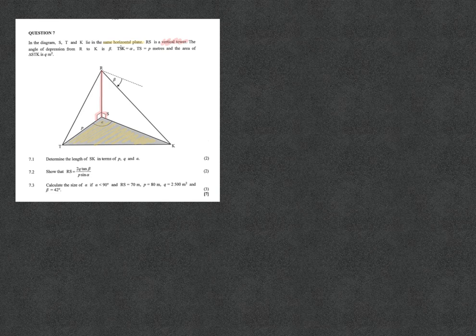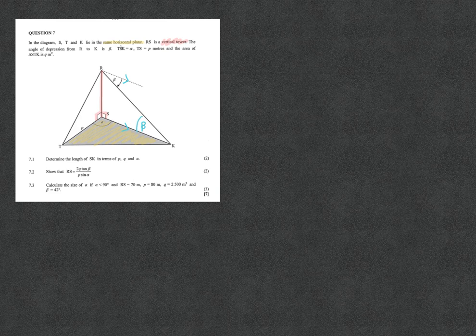So determine the length of SK in terms of P, Q and alpha. Cool. So SK is over here and we want to work that out. We've got P, we've got alpha, we're looking for SK. We know that this is parallel to that, so we know that this is beta. Okay, and can we get SK through that? No, we can't. Let's rather use the area of STK. Very important.